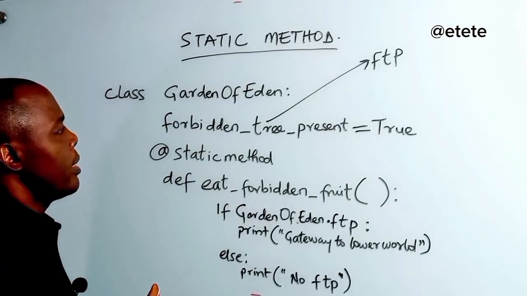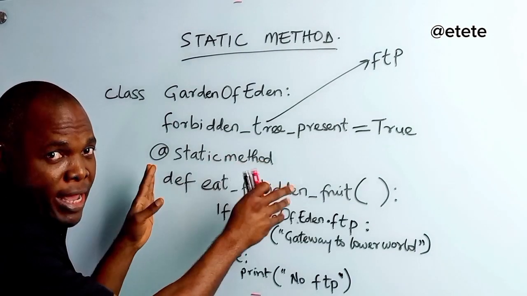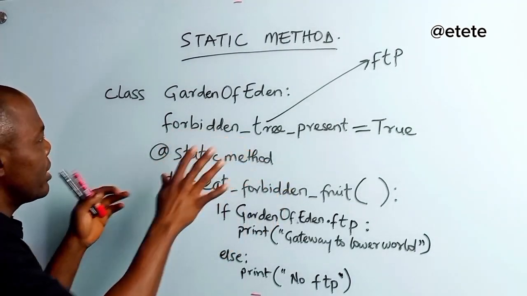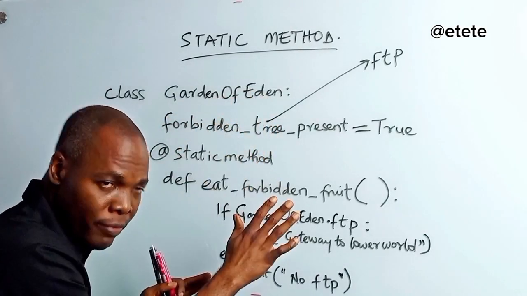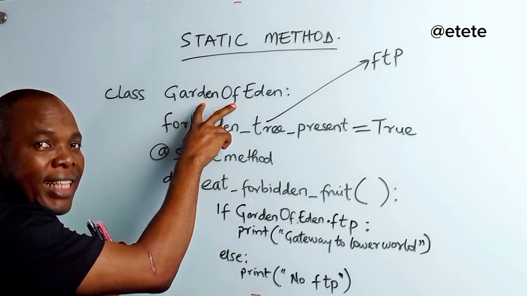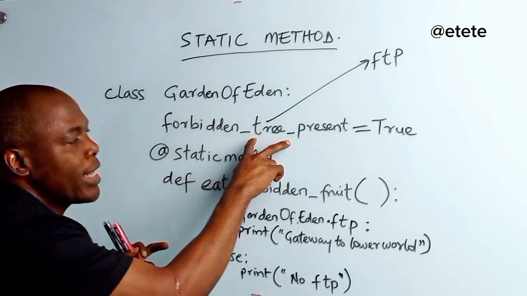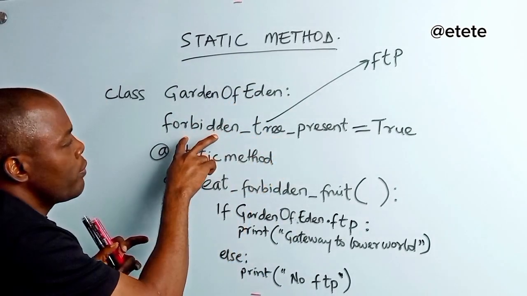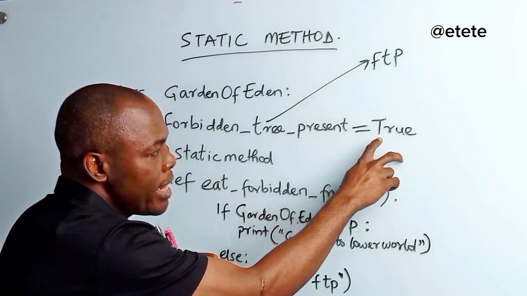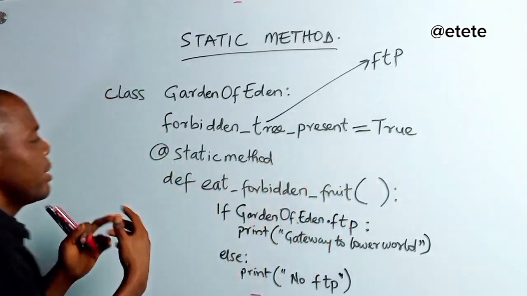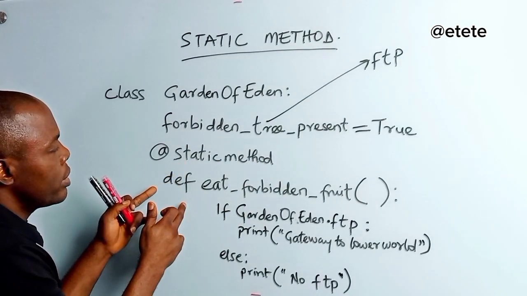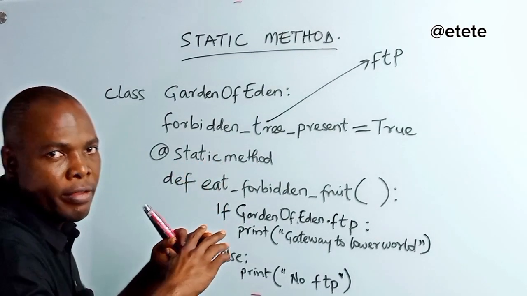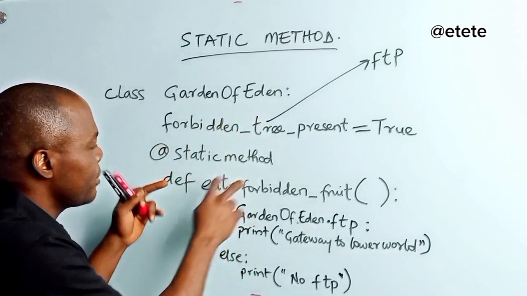Right? Now I have created my class. So what is this class? Class Garden of Eden. That is the name of the class. Now inside this class, I have created this class attribute, which is what? Forbidden tree present. And I'm putting here true. Then I'm creating the static method. So the static method, which is irrespective of the object that will be instantiated for this class.